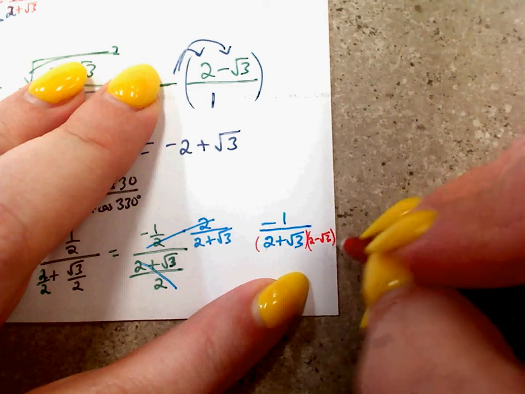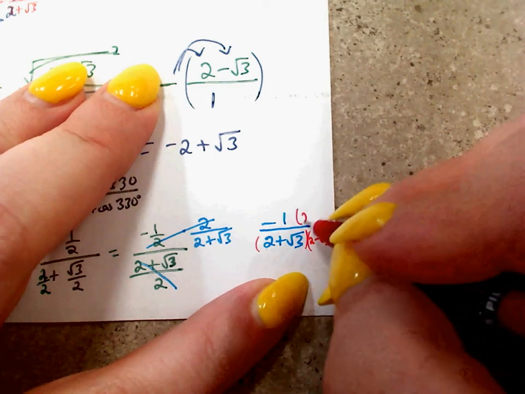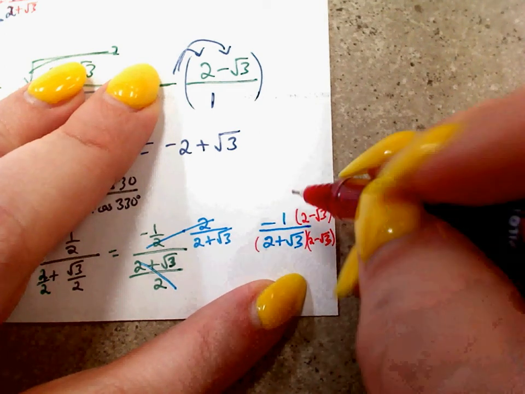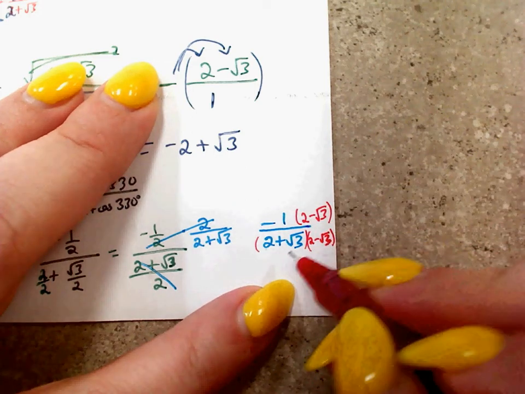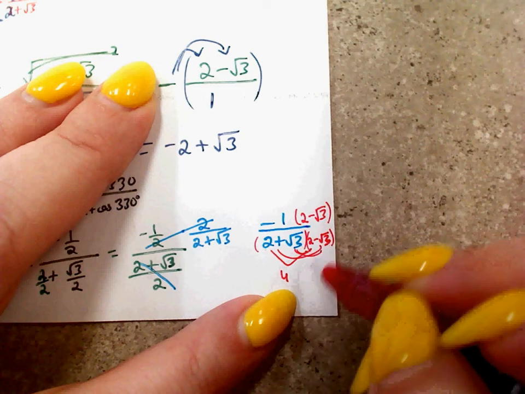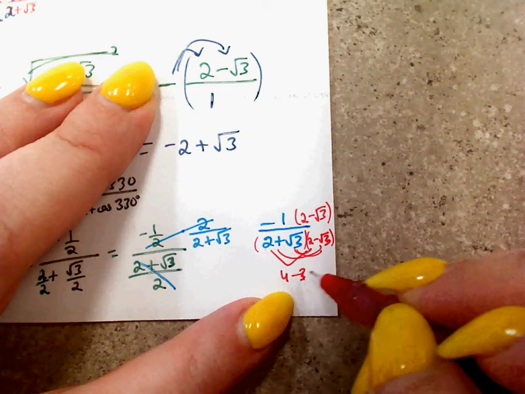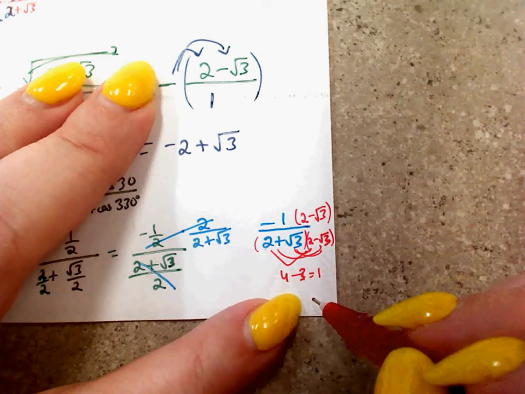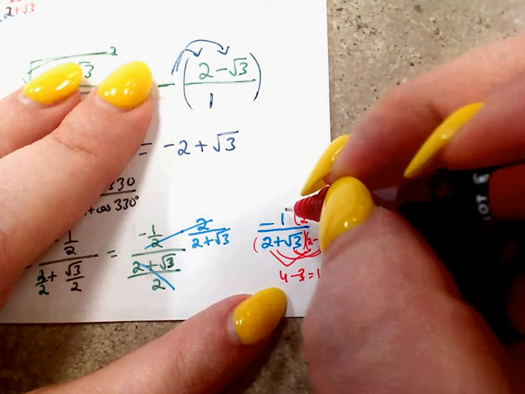In the denominator, we're left with 4 minus 3, which is 1. So the denominator is 1, which means you don't have to write it, and then that's minus 2 plus the square root of 3.